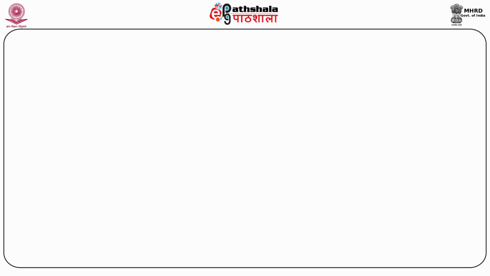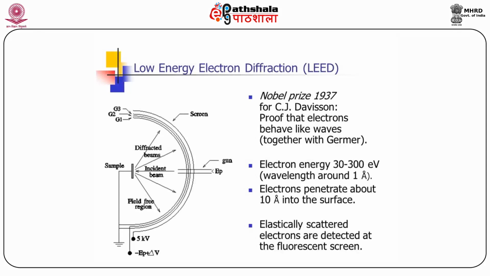The discovery of electron diffraction by Davisson and Germer in 1927 and subsequent development in vacuum technology and solid state physics during the following decades, the low energy electron diffraction LEED has become a standard technique in surface science, and Nobel Prize 1937 for C.J.